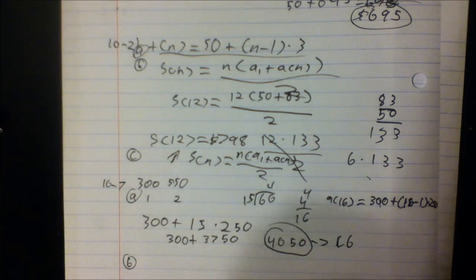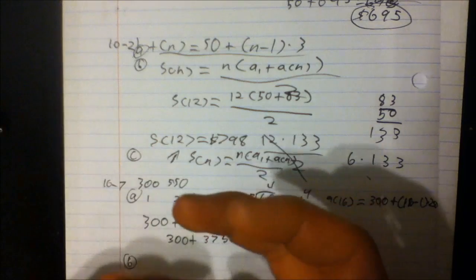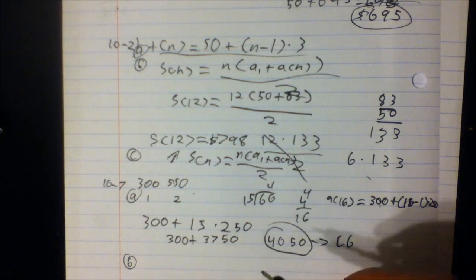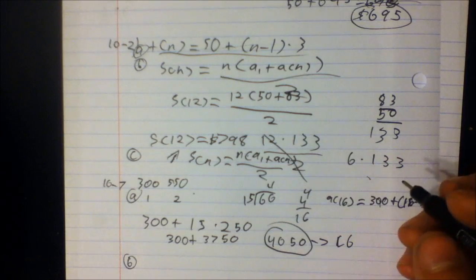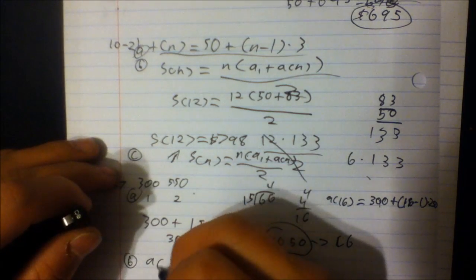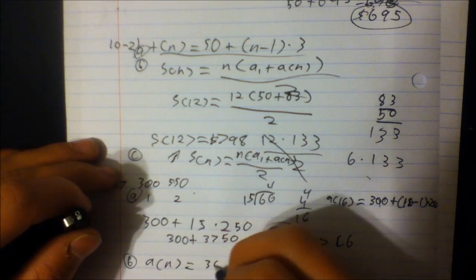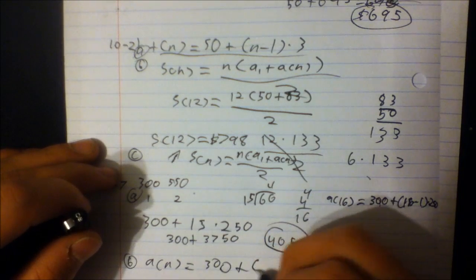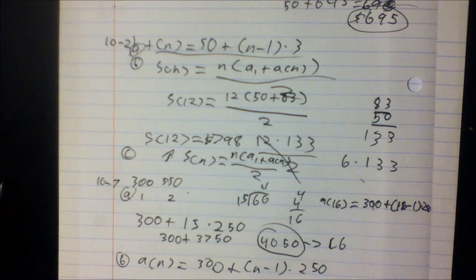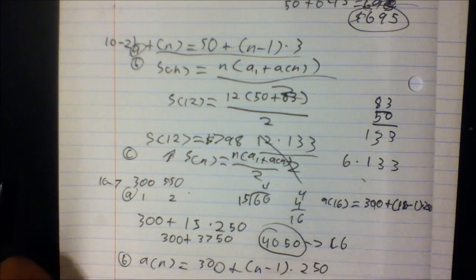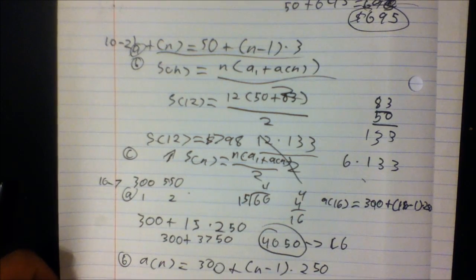Very simply, the problem is a sequence, so we've already done that here. Now we just need to write the formula for the nth number, which is a of n equals 300 plus n minus 1 times 250. Good. Done. Moving on to 10 of 8.